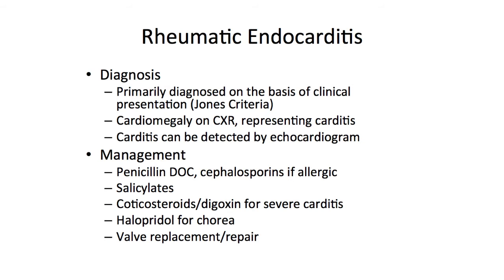In addition to the Jones criteria, cardiomegaly may be found on the chest X-ray representing carditis. Carditis can also be detected by an echocardiogram. In terms of management, penicillin is the drug of choice, but cephalosporins are used if the patient's allergic. These patients may also benefit from salicylates, corticosteroids, or digoxin for severe carditis, haloperidol for chorea, and valve replacement or repair. As you could imagine, this inflammation will extend into the valves and cause valvular damage.